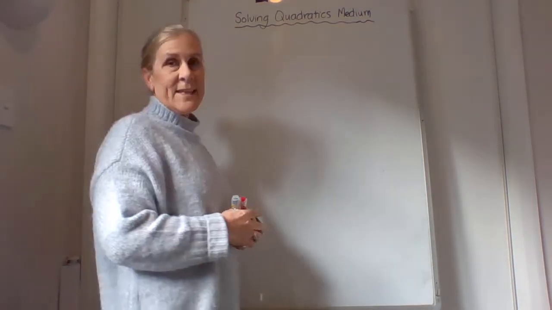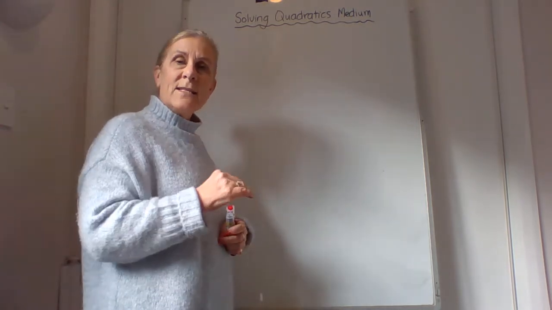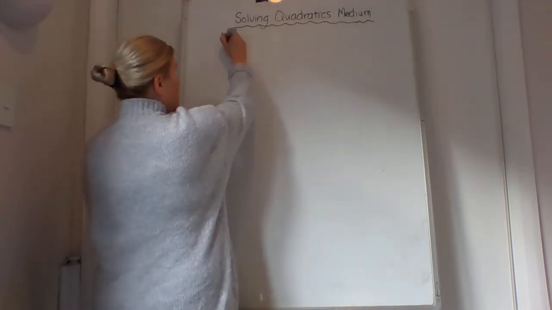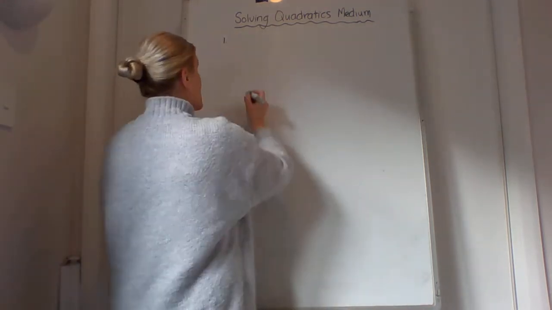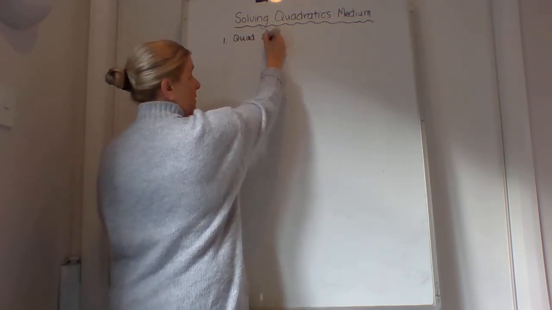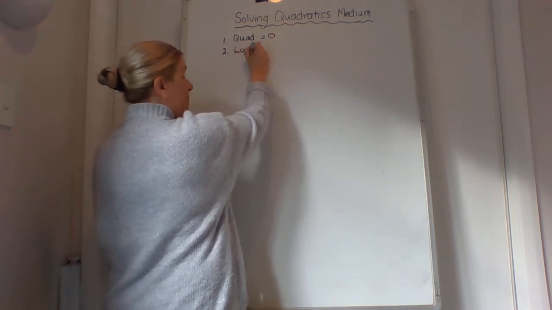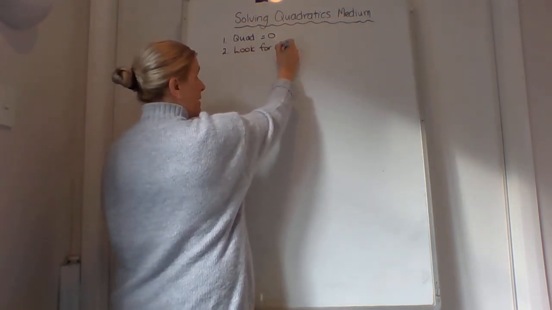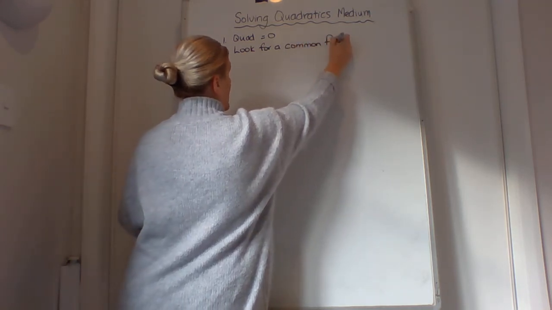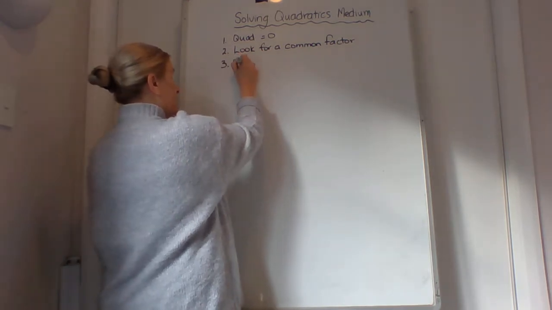Okay, so the only difference here in solving medium quadratics is that we have to factorise. So we've got two rules. The first rule, actually we've got three. The first rule is quadratics must be equal to 0. Right, mentioned that already. Second rule is look for a common factor. And the third rule is factorise.